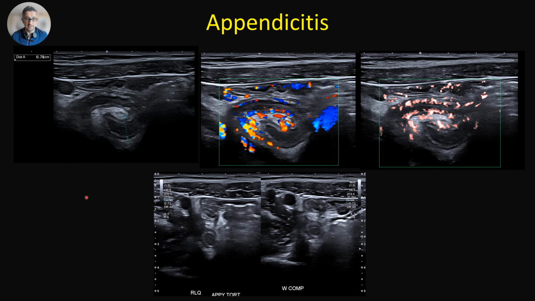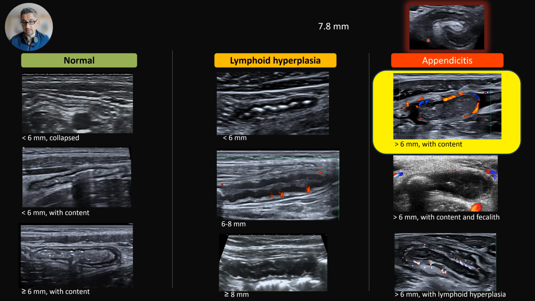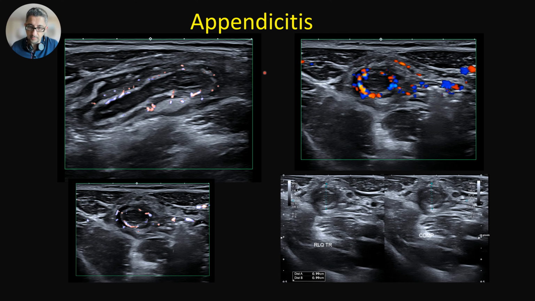Here you can see another appendicitis measuring up to 7.8 millimeter in maximal caliber. And there is hyperemia, as you can see here, and the appendix is not compressed. It is filled with fluid and there is increased echogenicity around it, and this was confirmed appendicitis with content measuring over 6 millimeter. Here is another appendicitis with mild hyperemia.